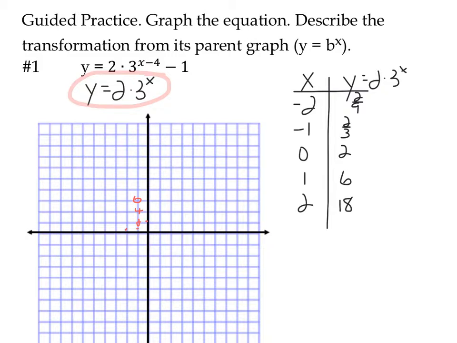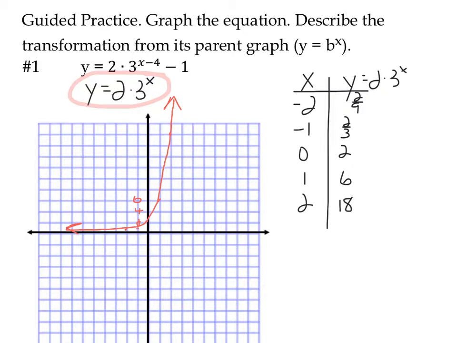1, comma 6. And 2, comma 18. All right, and if I graph those points, I'm going to see an exponential that looks something like this. All right, again, leveling out on the left side there as it gets closer and closer to the x-axis, and then on the right side going up forever, just increasing in y values. Okay. Now let's look at shifting those points.